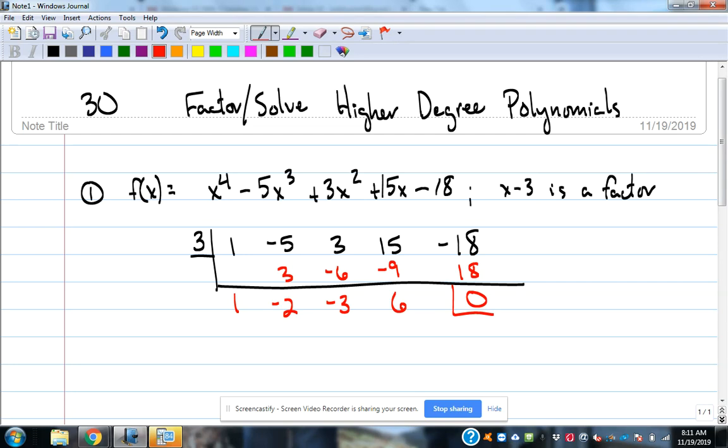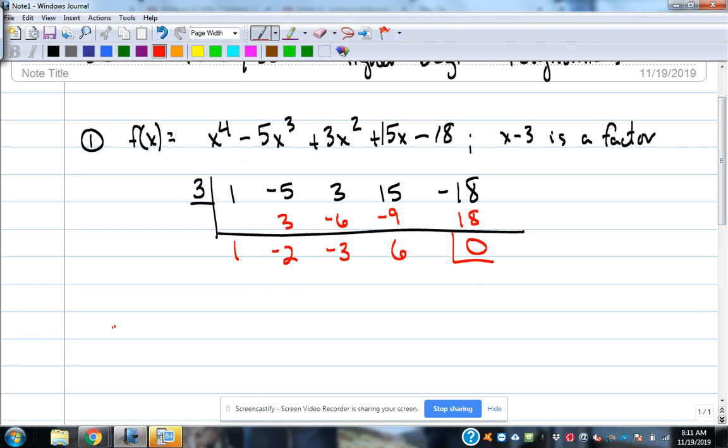So what does that do? Well, what it does is it factors the polynomial a little bit for us into, instead of the x to the fourth power, we've got this factor that we just proved was a factor by getting a 0 as the remainder. And then the quotient here, that's going to be the other parenthesis. So what does this become?